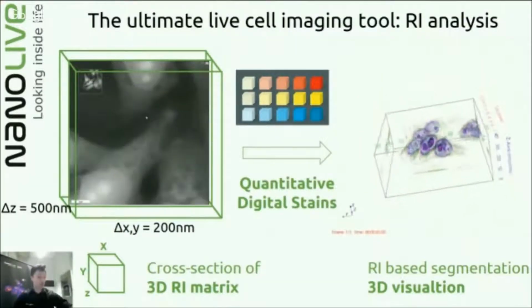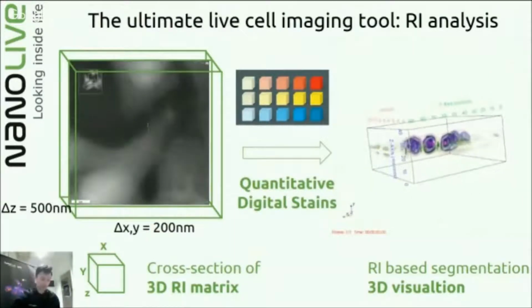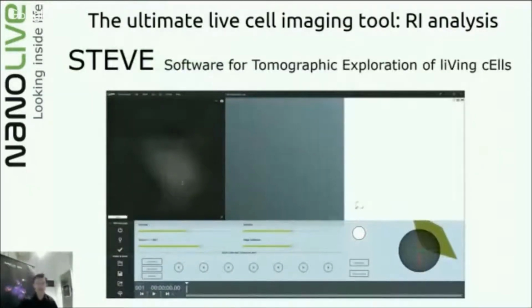So how is this possible? This is possible thanks to our software, STEVE. STEVE stands for Software for Tomographic Exploration of Living Cells. Okay, the last two words have been squeezed in, but it makes sense. It's cool and it's easy to remember, and it works extremely, extremely well. So I guess that we are good for this first part. We can move on and go to the collection of a sample.